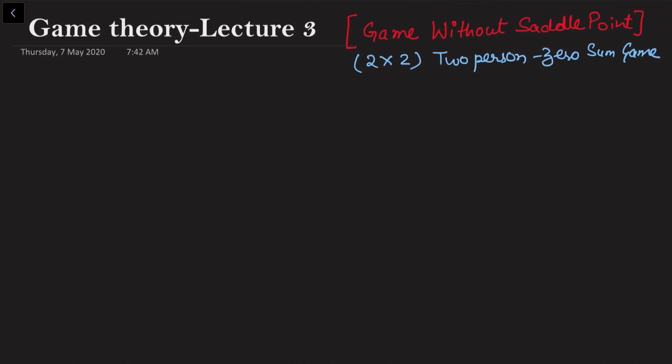This is lecture number 3 in game theory, and in this video I'll be discussing games without a saddle point. Here I'm going to consider how to solve a 2 cross 2 two-person zero sum game. But before we move forward, let us see what the definition of the saddle point is.